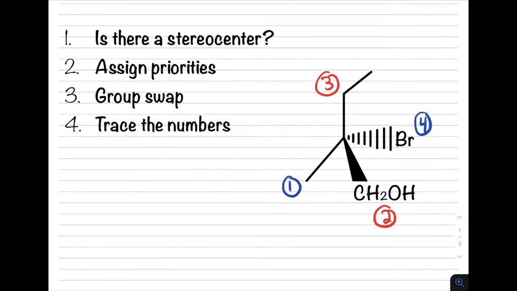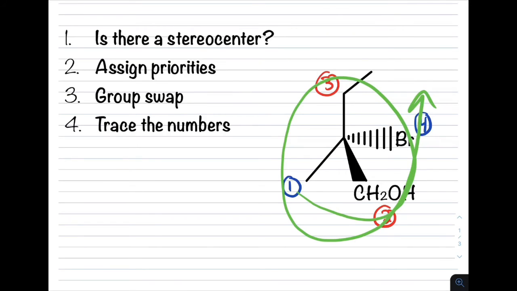The next thing you're going to want to do is draw a circle following the direction that the numbers are increasing. So 1, 2, 3, 4. Now you notice that when I was drawing the circle, it was going in the counterclockwise direction. Counterclockwise corresponds to S, and clockwise corresponds to R. Since this circle is going in the counterclockwise direction, it's going to correspond to S.